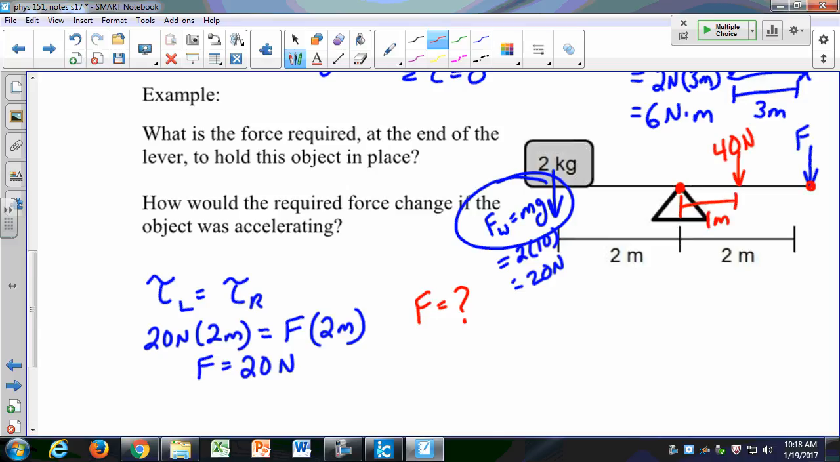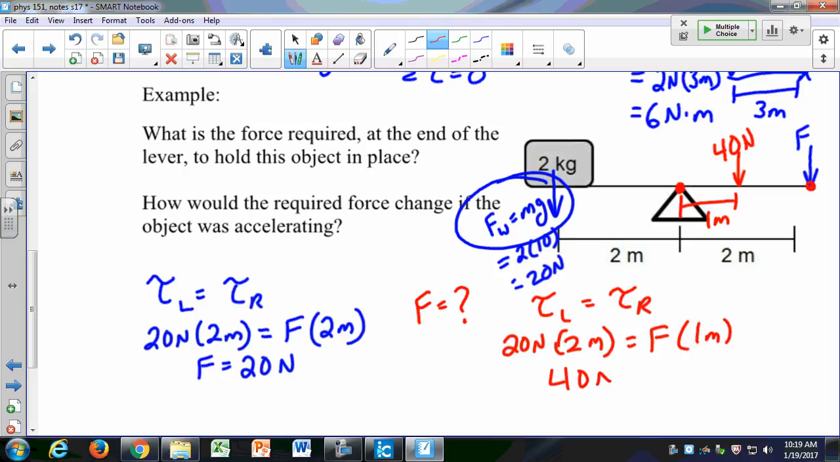And look, we can find that more rigorously if we just want to process. We say torque on the left equals torque on the right. So I have still 20 newtons times 2 meters equals my force times 1 meter. That's 40 newton meters, so 40 newtons equals the force. The masses cancel out. Okay? So that is our torque.